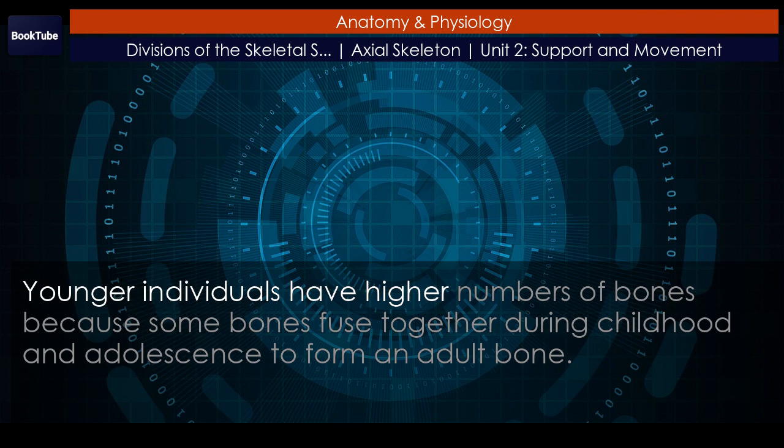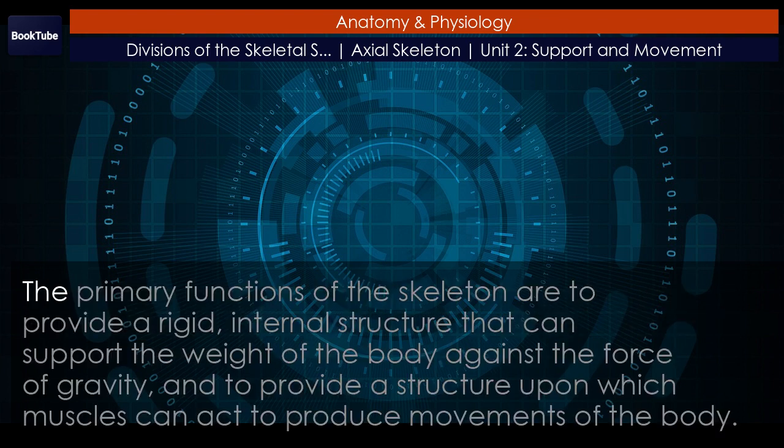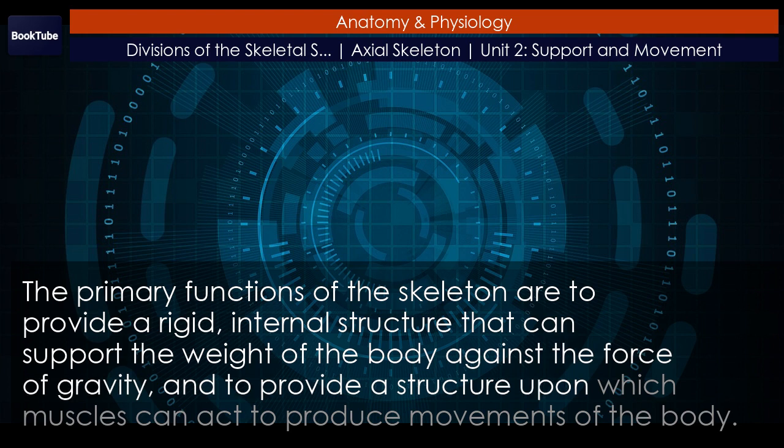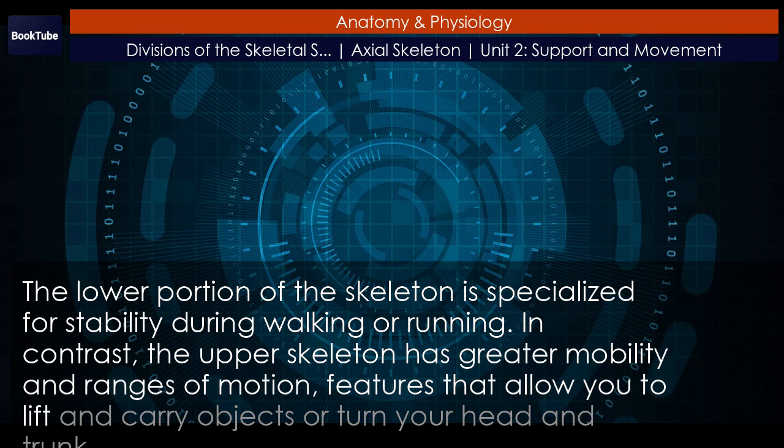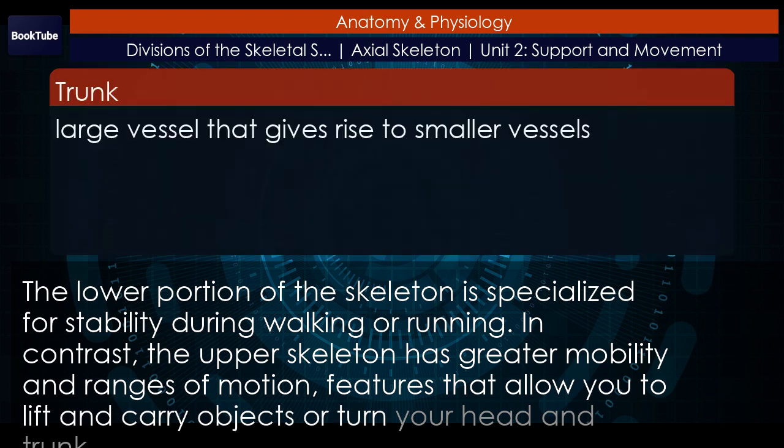Younger individuals have higher numbers of bones because some bones fuse together during childhood and adolescence to form an adult bone. The primary functions of the skeleton are to provide a rigid, internal structure that can support the weight of the body against the force of gravity, and to provide a structure upon which muscles can act to produce movements of the body. The lower portion of the skeleton is specialized for stability during walking or running. In contrast, the upper skeleton has greater mobility and ranges of motion, features that allow you to lift and carry objects or turn your head and trunk.